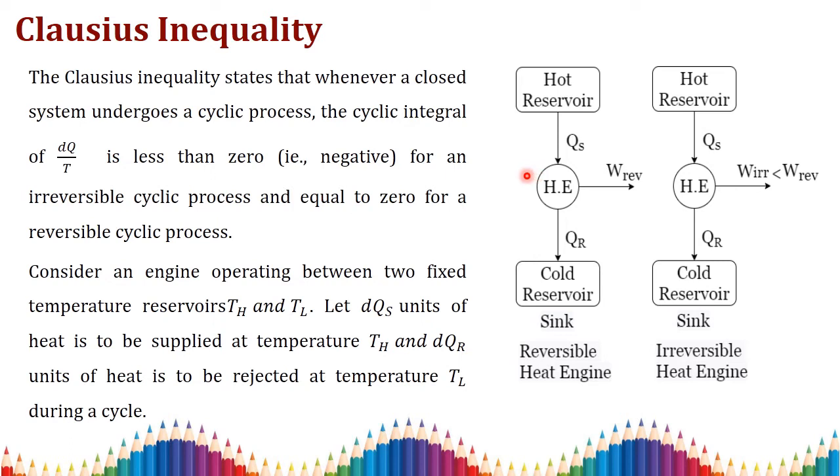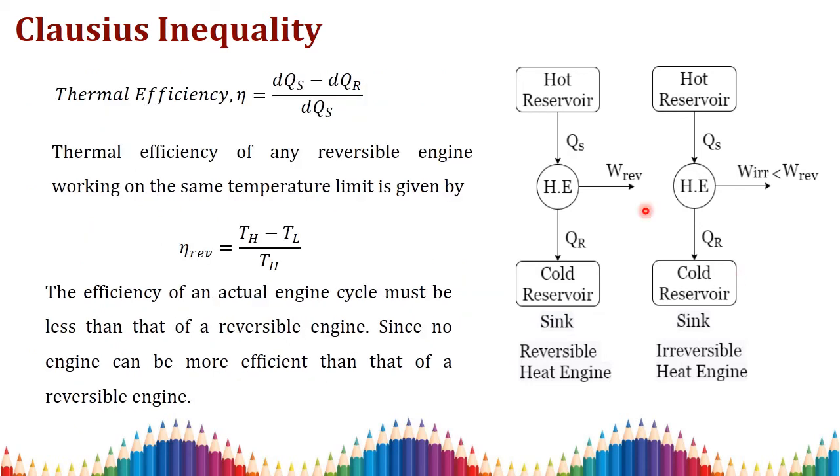That is, it is negative for an irreversible cyclic process and equal to 0 for a reversible cyclic process. So this is your reversible heat engine and this is your irreversible heat engine. The thermal efficiency of a heat engine can be written as dQs minus dQr divided by dQs, and this heat can be expressed in terms of temperature. Heat is a function of temperature for any heat engine with the same temperature limits. For a reversible heat engine, it can be written as TH minus TL divided by TH. The efficiency of an actual engine cycle must be less than that of the reversible heat engine, since no engine can be more efficient than a reversible engine.